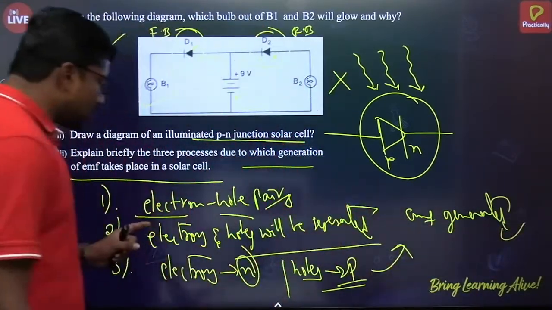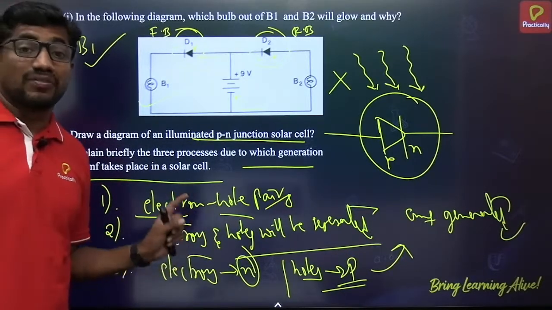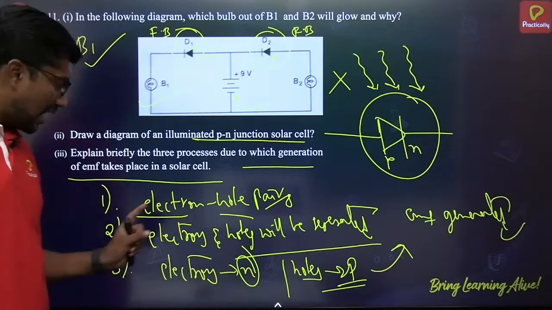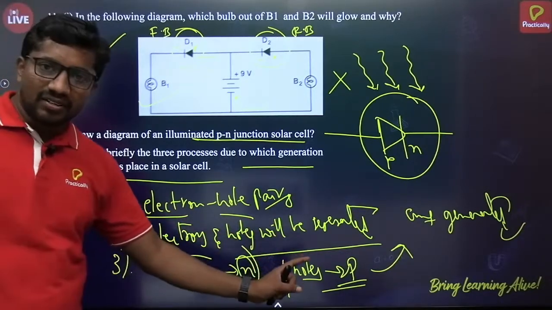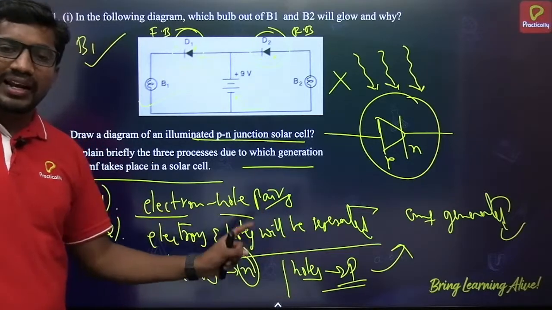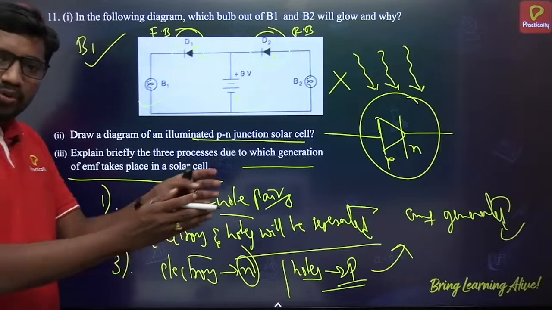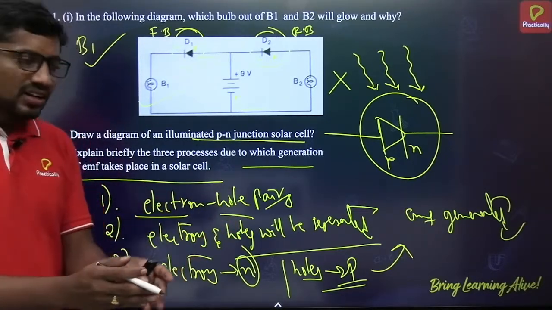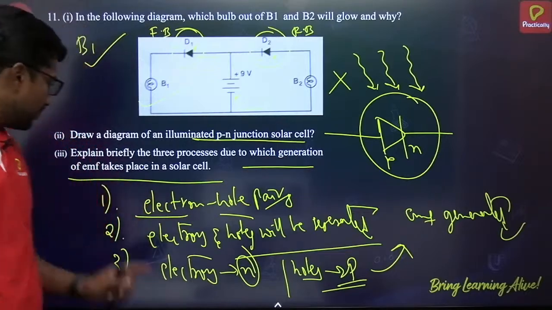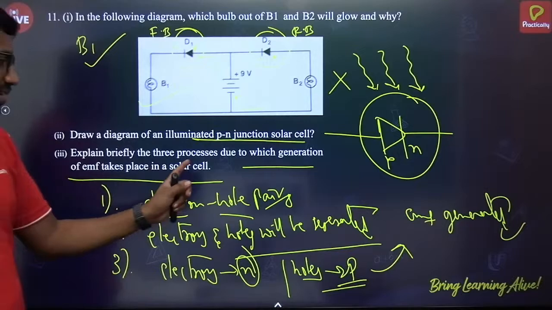So in the first process, when the incident energy is greater than the energy gap of the semiconductor, electron hole pairs will be obtained. Those electrons and holes will be separated due to the electric field present in the depletion region, and then electrons will move towards the n side and holes towards the p side. As a result, EMF will be generated. That's what the question asked, right? Three processes due to which generation of EMF takes place in a solar cell.